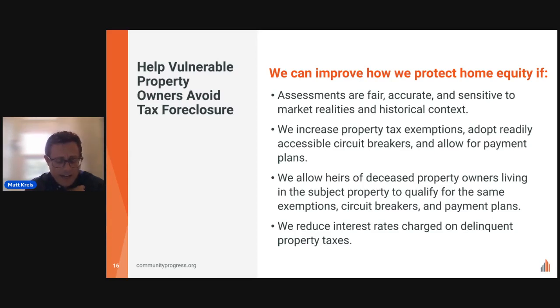We also need to allow heirs of deceased property owners living in the subject property to qualify for similar exemptions, circuit breakers, and payment plans as the owners on title of the property might, right? It's a real gap in our system, and we see it in a lot of different places across the country. And then finally, just simply reducing interest rates charged on delinquent property taxes can have a really big impact on people's ability to get out of delinquency and avoid that ultimate enforcement event. Next.